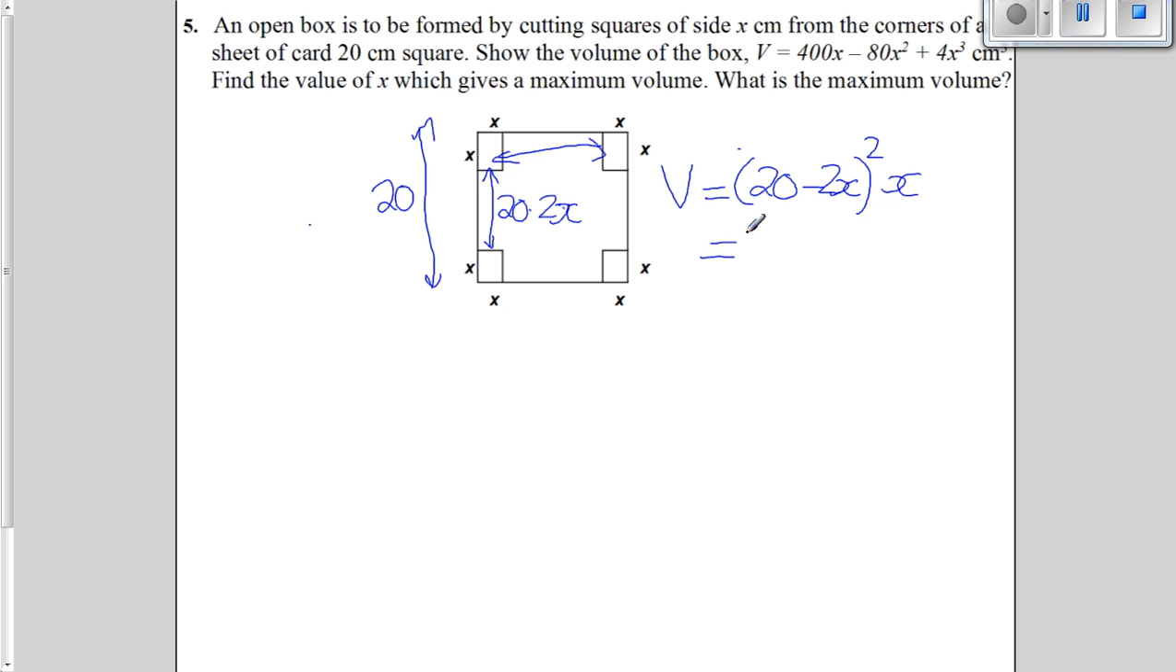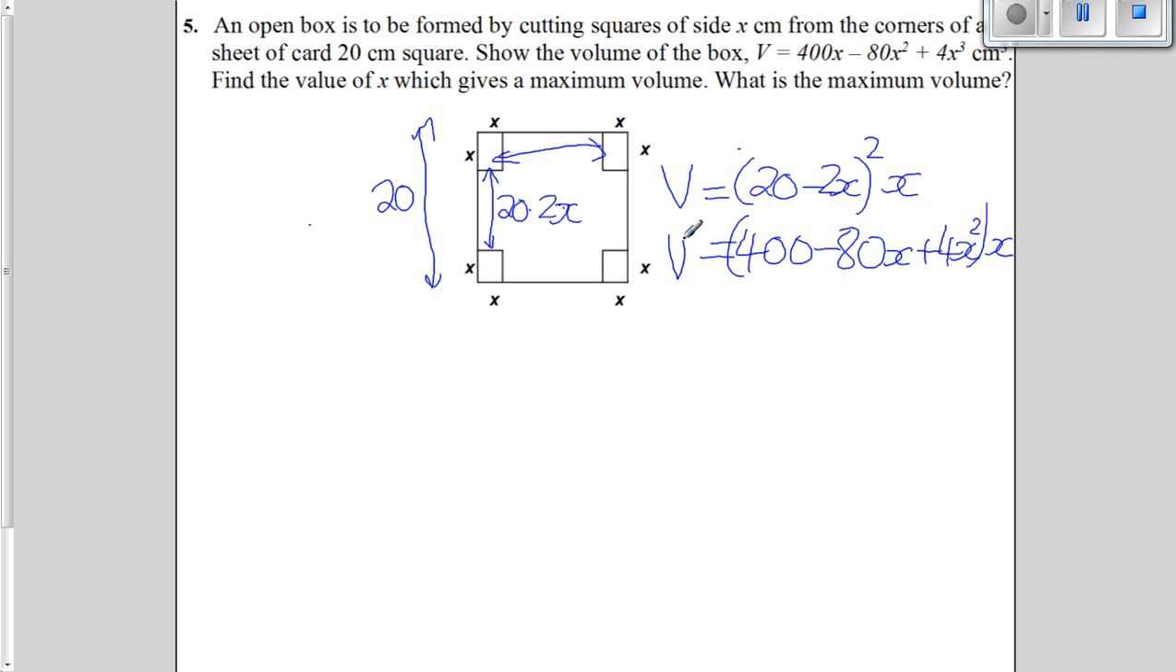So 20 times 20 is 400. I've got minus 2 times 20, which is minus 40x, and there'll be another minus 40x as well. And plus 2x times 2x, which is 4x squared. And that's all being times by x as well.